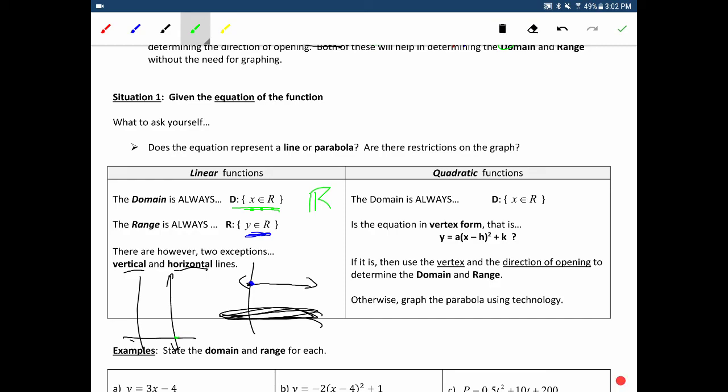And of course, you can remember that you have a horizontal line because it will be y equals a number. That's going to give you a horizontal line. And if you have a vertical line, it will be x equals a number. All right, for any quadratic function, your domain is always going to be anything. So again, x is an element of the real numbers for the domain of a quadratic function. There are no exceptions to that this time. Your range is going to be slightly more difficult.